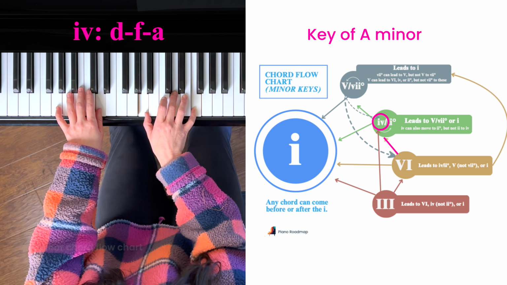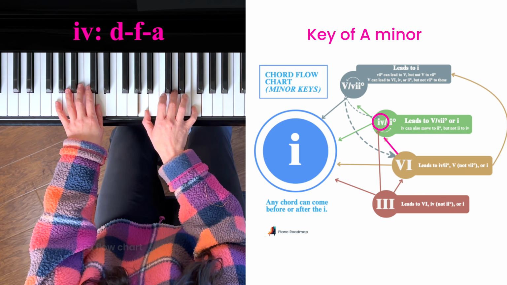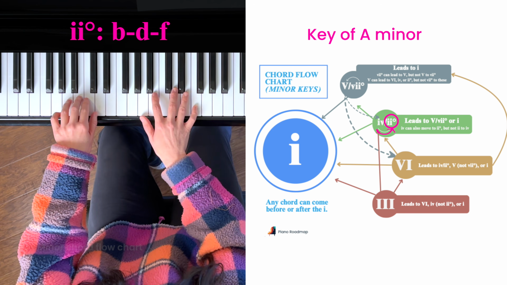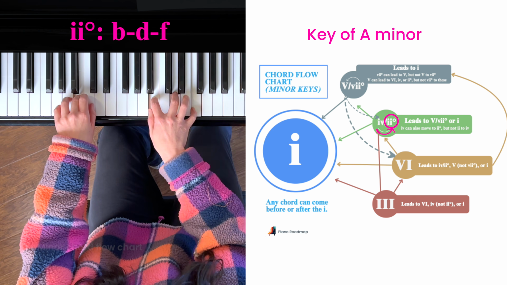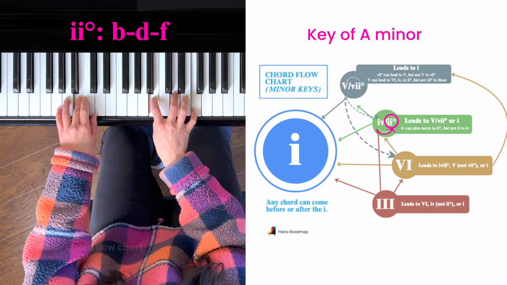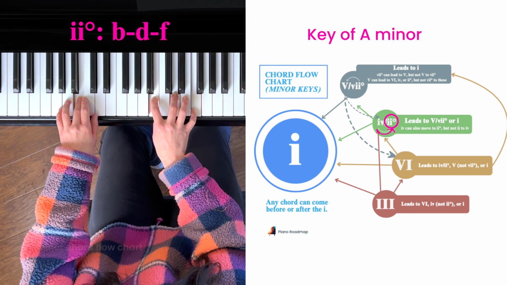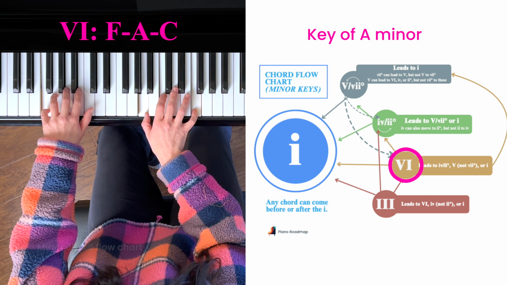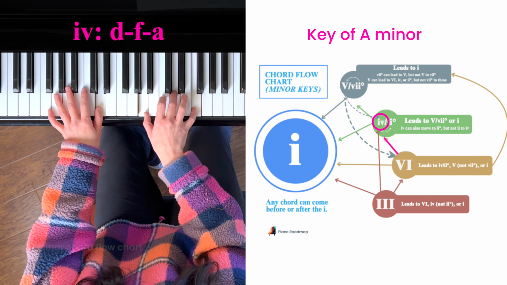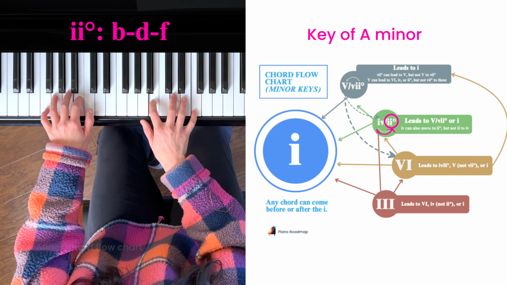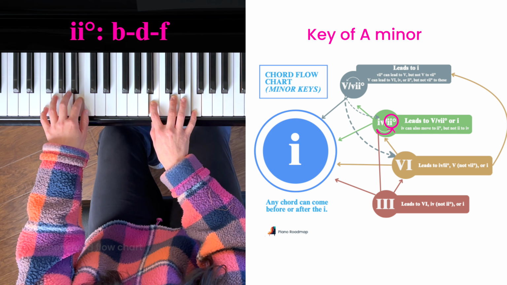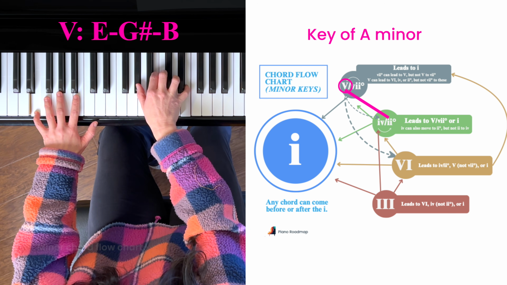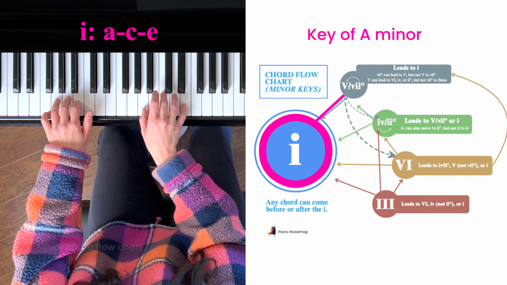Now here we can choose to stay in this green zone by moving over to the 2 diminished. But just note that we can't move back to the 4 from the 2. So we had 6 to 4 to 2. Now we'll hop up to the 5. And finally the 1.